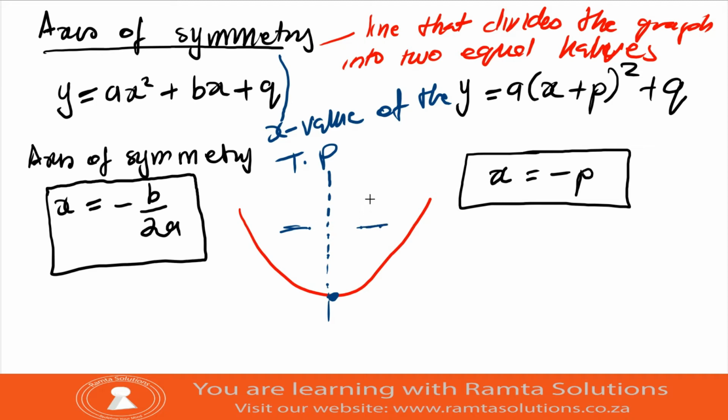So axis of symmetry, what does it do? It divides the graph into two equal halves. And also it is a line. It is the x value of the turning point. Remember, you can find your axis of symmetry in either way. When given your graph in this form, your axis of symmetry is minus b over 2a, and when given it in this form, your axis of symmetry is minus p. Okay, all right.